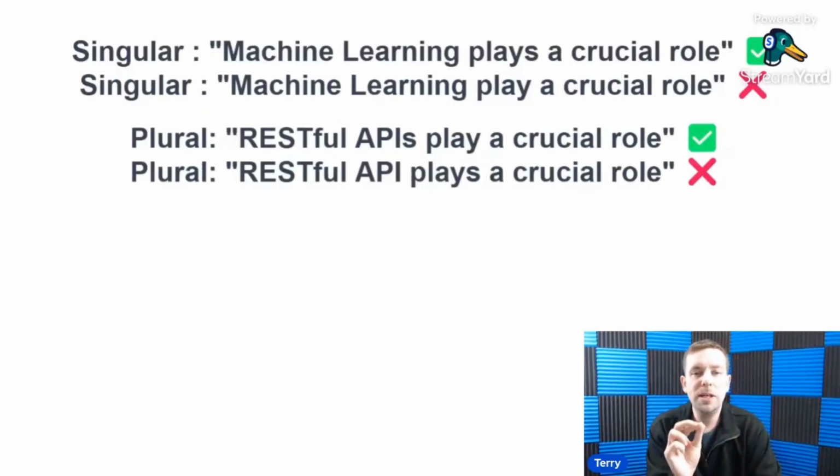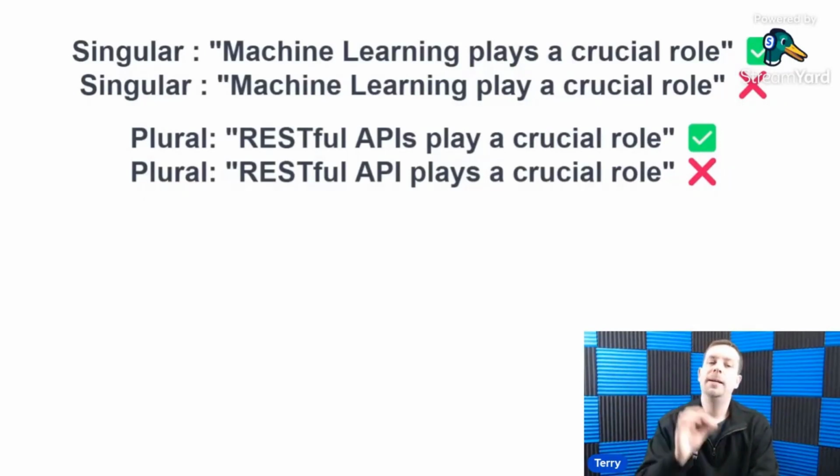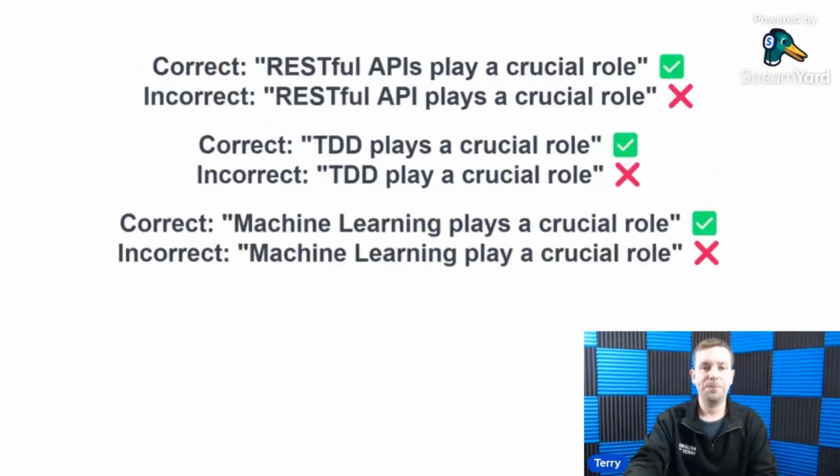Now, it's important to look here that when you use the expression play a role, play a crucial role, play an important role, if the idea is singular, for example, machine learning plays a crucial role, but machine learning is singular. So you cannot say machine learning play. You cannot forget the S. But then, for example, RESTful APIs, that's plural. So if you're going to use that expression, then you need RESTful APIs play a crucial role, okay? So again, RESTful APIs is plural, play. If it's like TDD, test-driven development, plays, because that's a singular concept. Machine learning plays, singular concept, right?